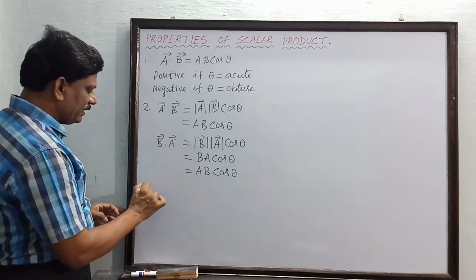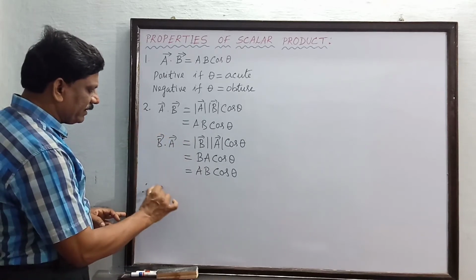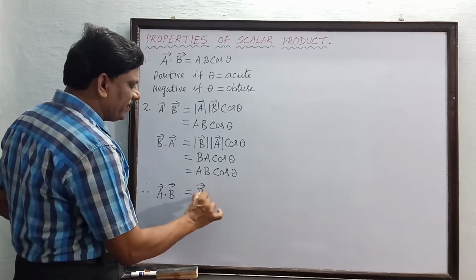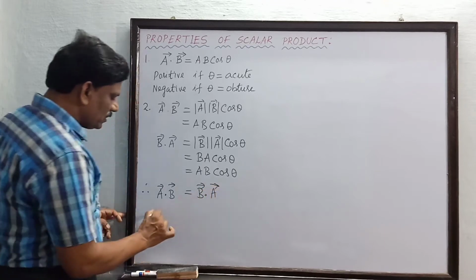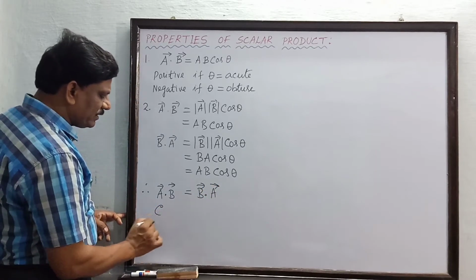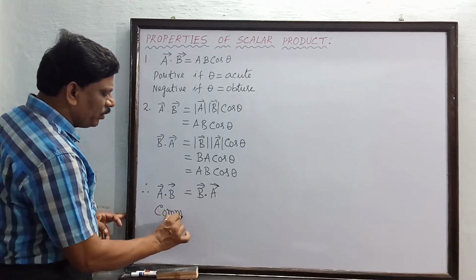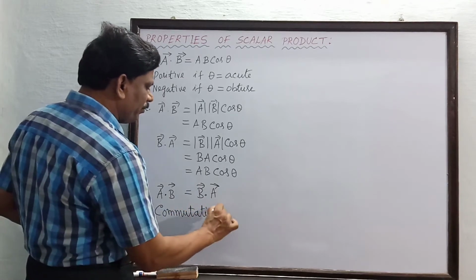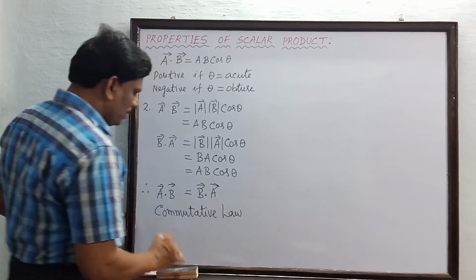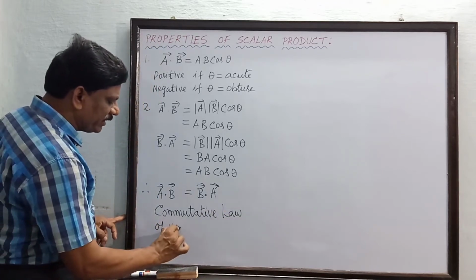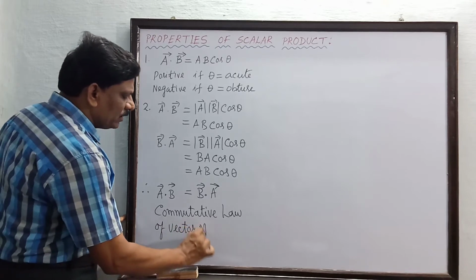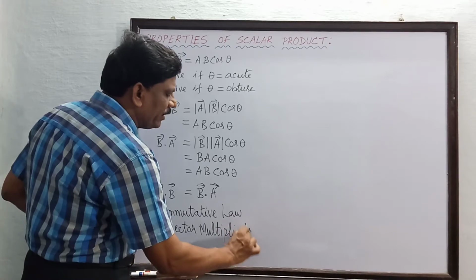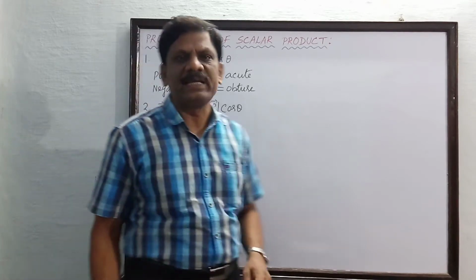Therefore, A vector dot product B vector is also equal to B vector dot product A vector. So this law is called the commutative law of vector multiplication. So the dot product of two vectors obeys the commutative law. This is the second property.